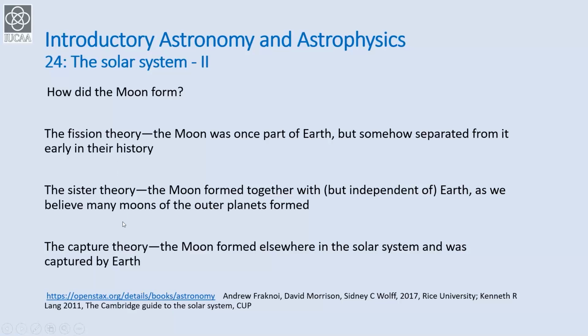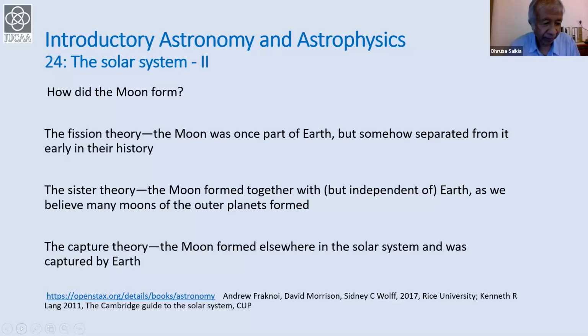I'll just tell you some of the theories which have been discounted. One is the fission theory. The Moon was once part of the Earth, but somehow separated from it early in the history. One is the sister theory, the idea that the Moon formed together with, but independent of, the Earth. And that may be true of many of the moons of the outer planets. They formed in the vicinity and fell under the gravitational influence of the planet. And the capture theory, that the Moon formed elsewhere, and just as asteroids keep traveling, and Ceres, Vesta, they were in the asteroid belt, some were formed elsewhere in the solar system, and it was captured by the Earth.